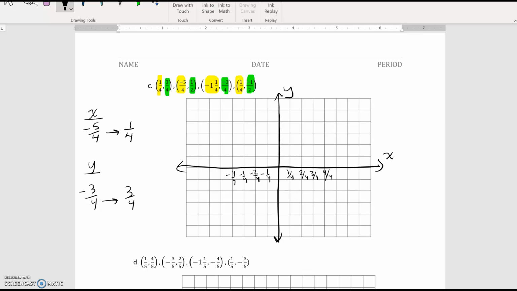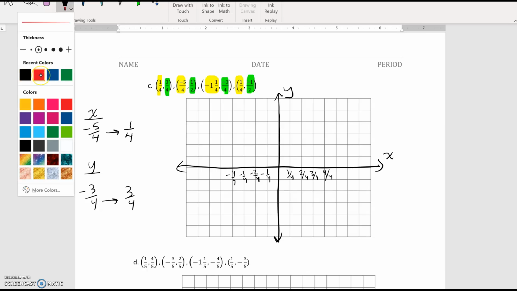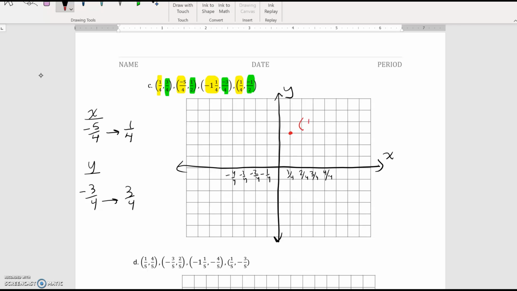So let's plot them. The first point says +1/4 and then +3/4. So I'm going to go right 1 and up 3 right here. This is going to be 1/4 to the right and 3/4 up.